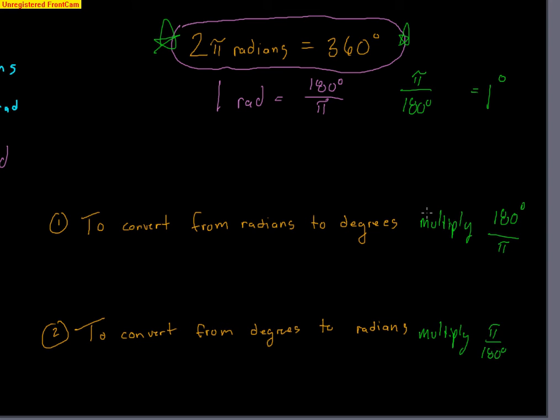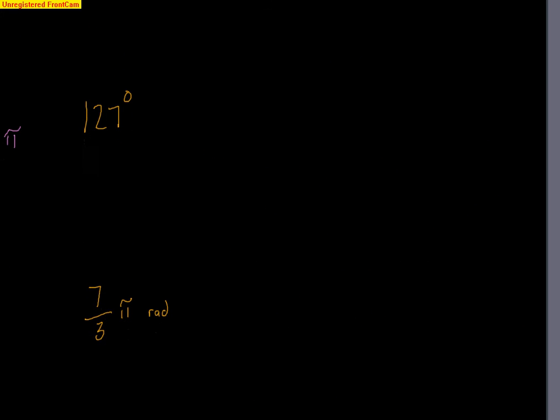All we're doing is multiplying by a conversion factor. If we're in radians, every one of those radians is worth 180 degrees over pi. So that's why we multiply by 180 over pi. If you're in degrees, every 1 degree is worth pi over 180 radians. That's why we multiply by that. So very, very simple. Here are 2 simple examples to end the video with.